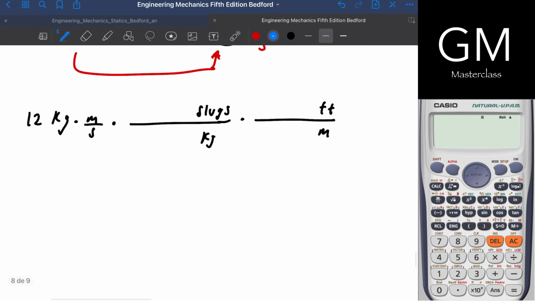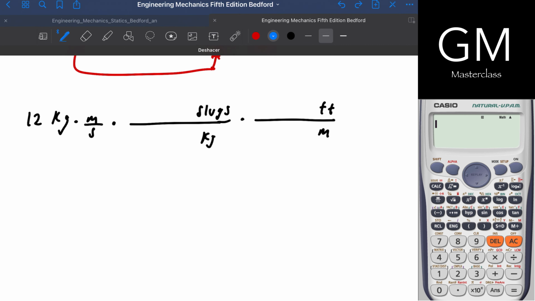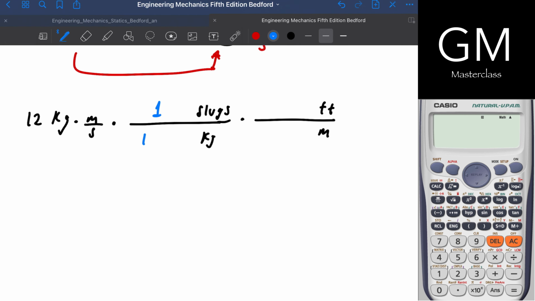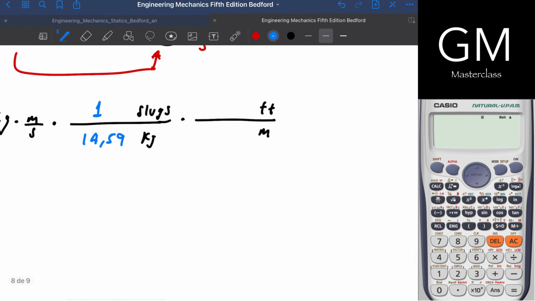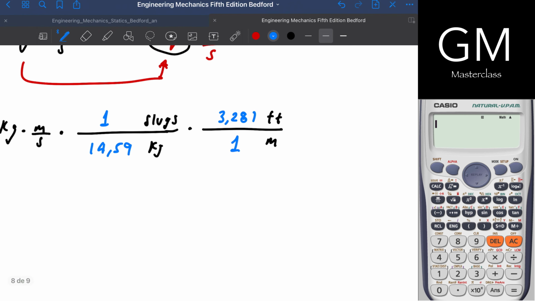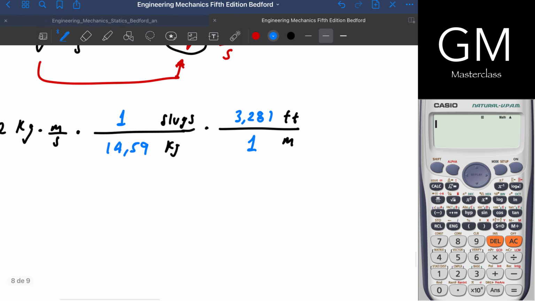So the first one is the slugs into kilograms. I could write the equivalence between 1 kilogram in slugs, or the one that I know, which is 1 slug is equal to 14.59 kilograms. And then I'm going to write the equivalence in here between meters and feet, which is 1 meter is equal to 3.281 feet. How do I know this? By memorizing it. There is no other way.